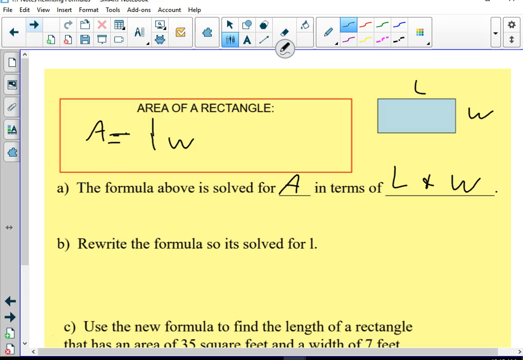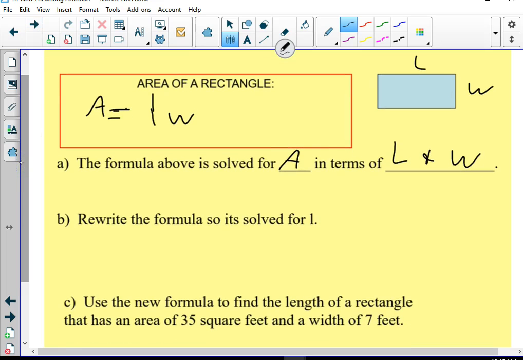Now, it would be easy to solve for L if I knew the area and width, I just plug them in and divide. But if I was doing a bunch of these over and over, I wouldn't want to have to do all that work. It'd be easier just to rewrite the formula if I knew I was going to be doing a bunch of problems all solving for L.